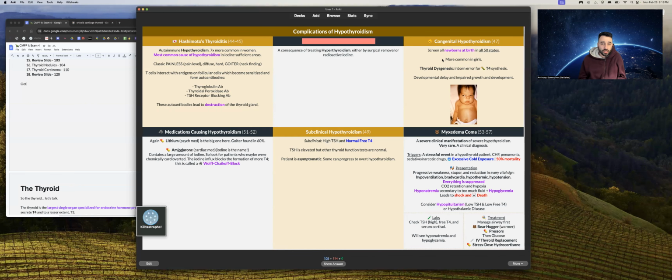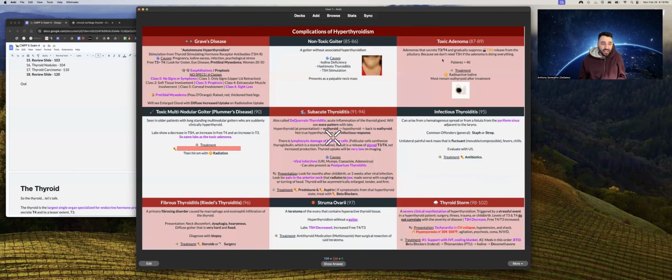Pituitary adenoma can cause hyper and hypo. Middle of hypothyroidism, right after Hashimoto's, between congenital. This is like iatrogenic hypothyroidism? Yeah, that's exactly right. All right, toxic multinodular goiter, Plummer's disease. How we treating this guy?